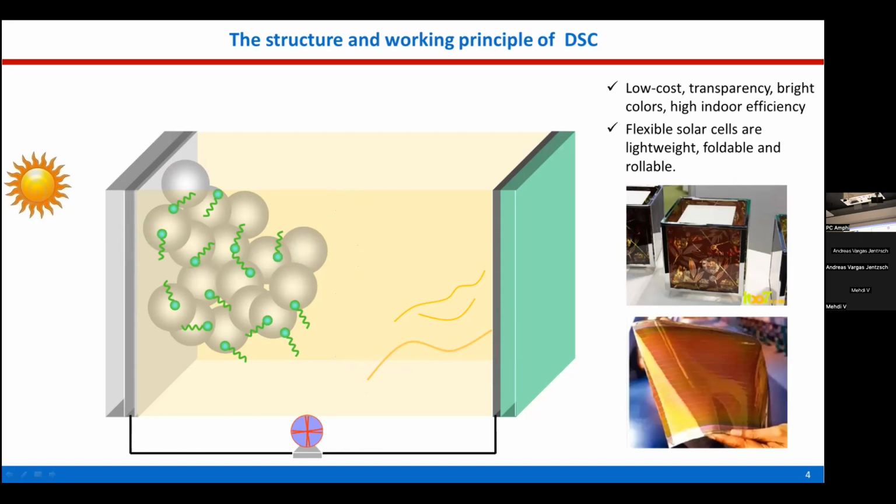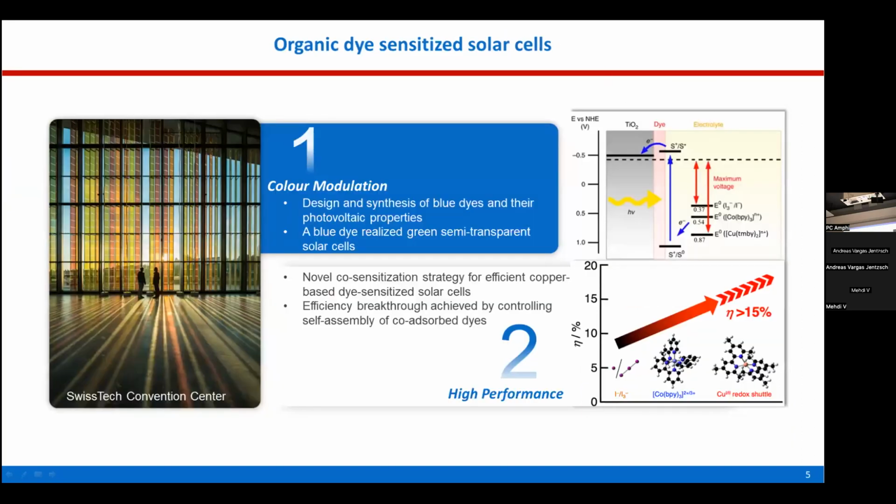Actually, dye solar cells are favored because of their low cost, transparency, bright colors, and also high indoor efficiency. Also, flexible solar cells are lightweight, foldable, and rollable. As I just mentioned, one of the dye solar cell's advantages is its color richness. But in the last 20 years, the color has not been really studied. Also, a highly efficient and stable blue photosensitizer has not been commercialized yet.